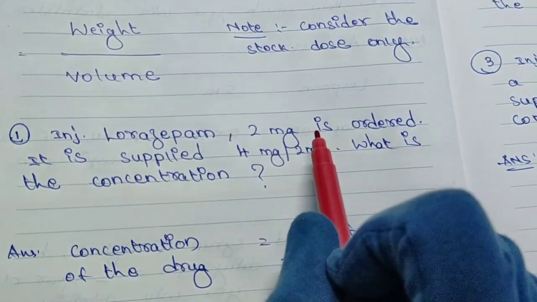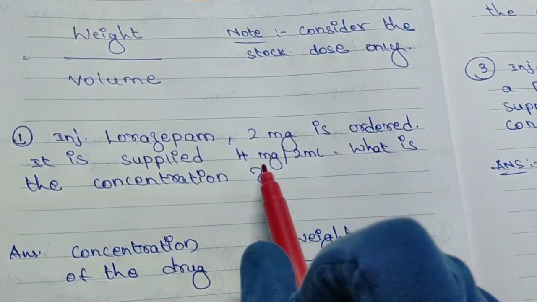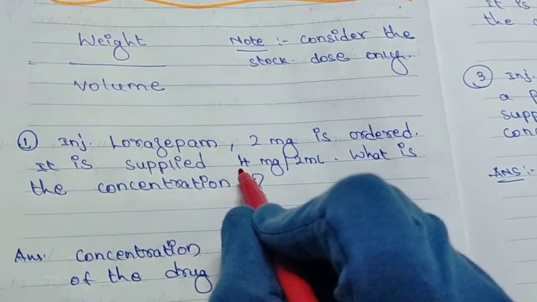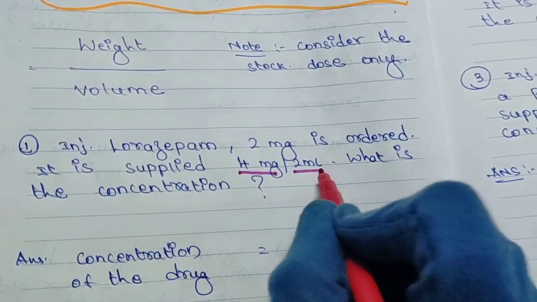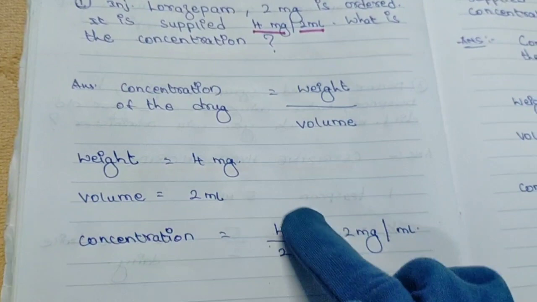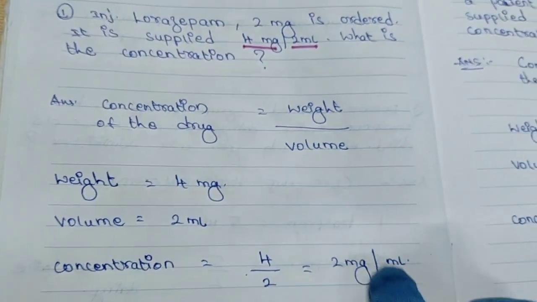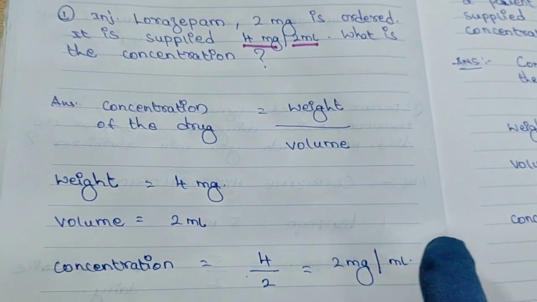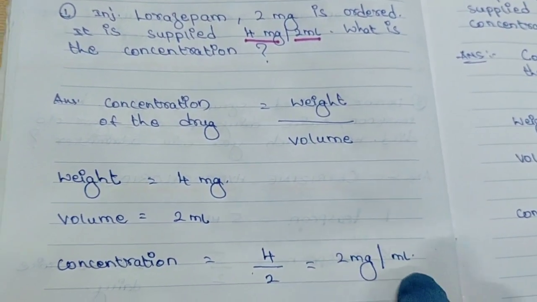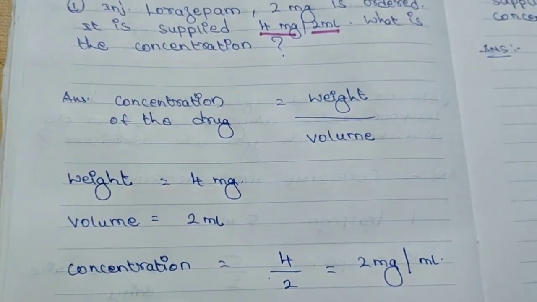2 mg is the ordered dose. We don't have to see this. We have to see only the stock dose. Stock dose, weight is 4 mg, volume is 2 ml. So weight by volume, 4 divided by 2, it is 2 mg per ml. So what is the concentration of the lorazepam here? 2 mg per 1 ml. 4 mg, 2 ml.